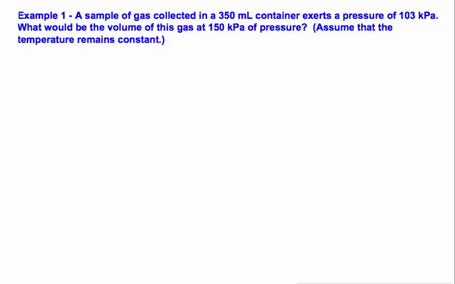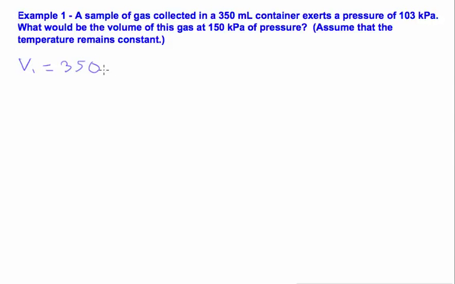Let's look at a practice problem. The first thing you should do is write down the information the problem gives you. So we have a sample of gas collected in a 350 milliliter container. Hopefully we know that the unit milliliter tells us that this is a volume. And since it's the first one we were given, we can say it's V1.